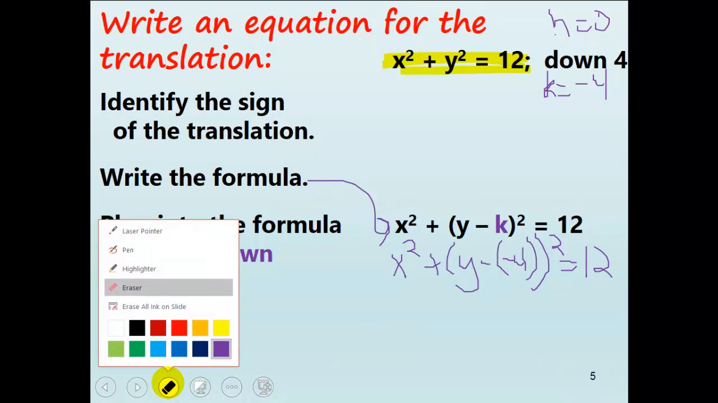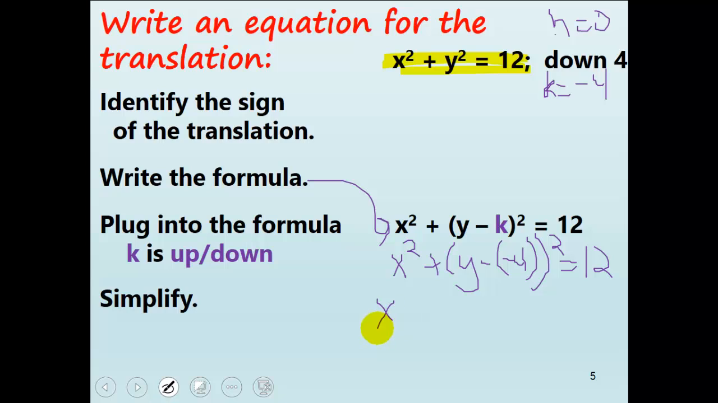So now I get x squared plus y plus 4 squared equals 12. And you just wrote the equation for the translation. So try the video question, write it down, talk about it tomorrow.